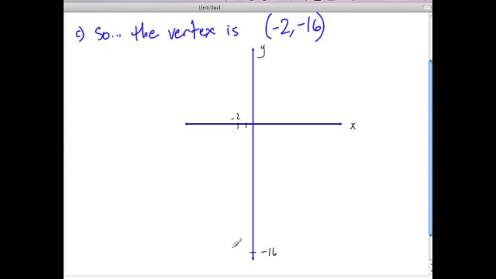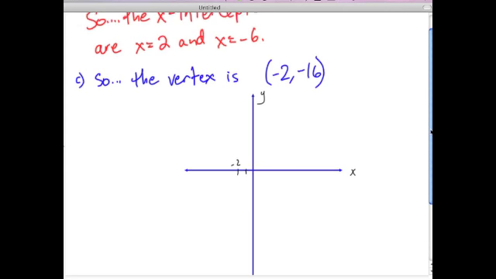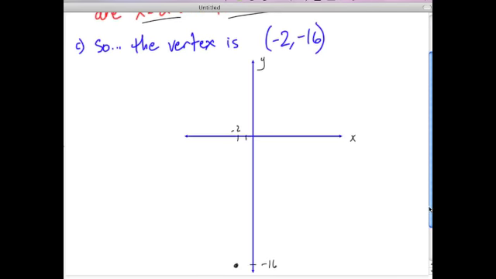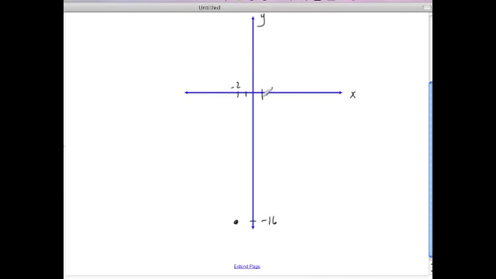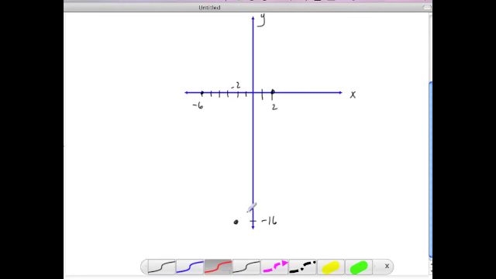So I'm going to go over negative 2, down 16, and there's my vertex. And now I'm going to make a point at x equals 2 and x equals negative 6. And I'll pause the video right now. And so all I need to do is connect those.